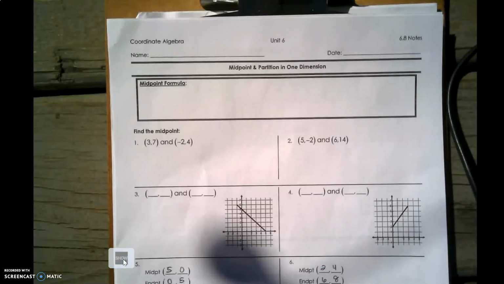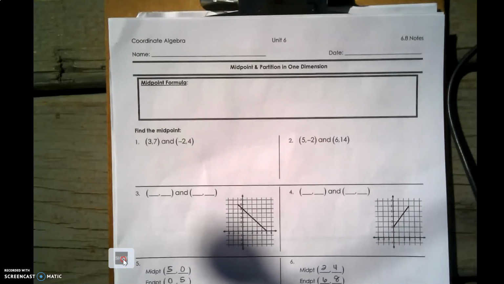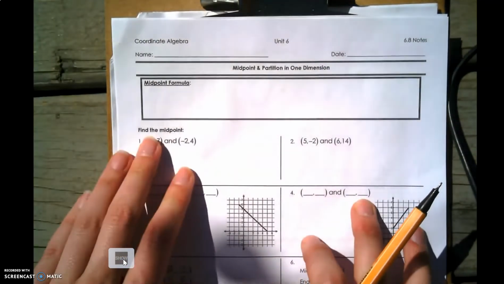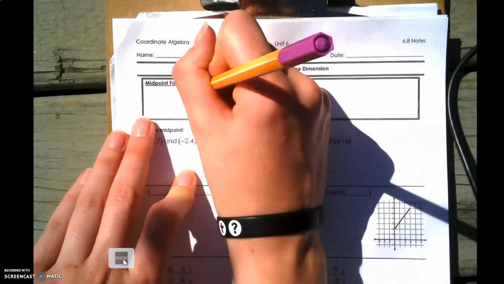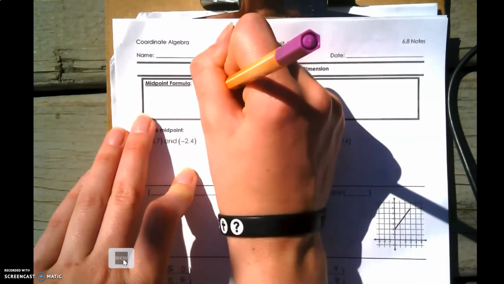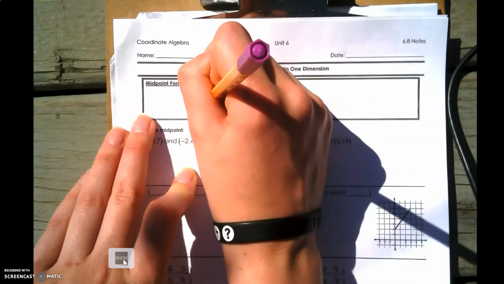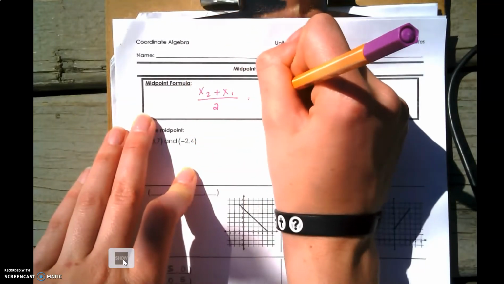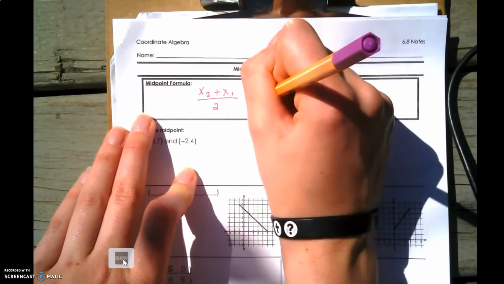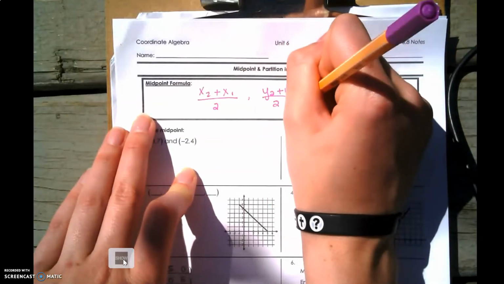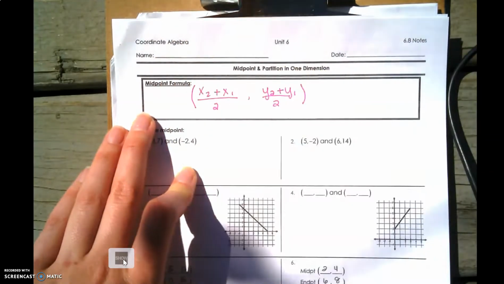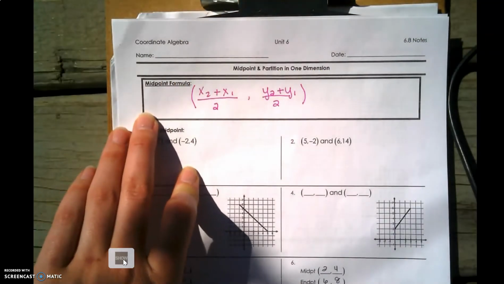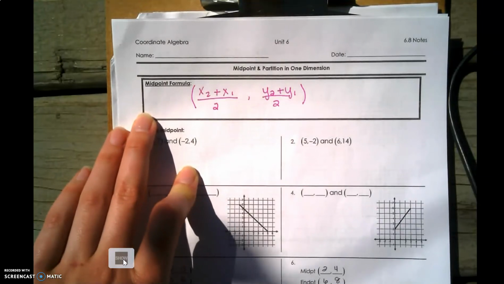Okay, so another way that we can measure distance is using midpoints. The midpoint formula is x2 plus x1 divided by 2, and y2 plus y1 divided by 2. You're taking an average. You want to know what's halfway, so you take an average of that distance.